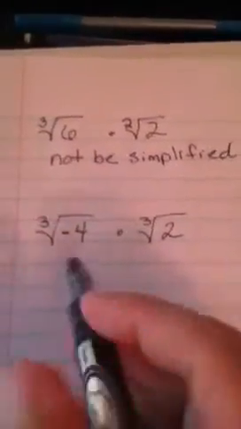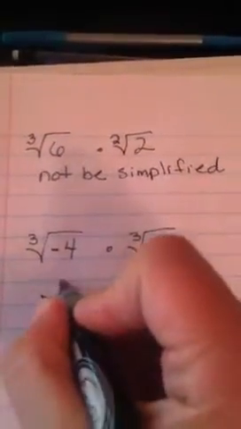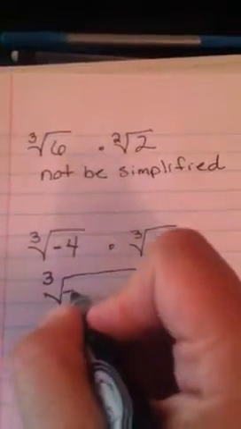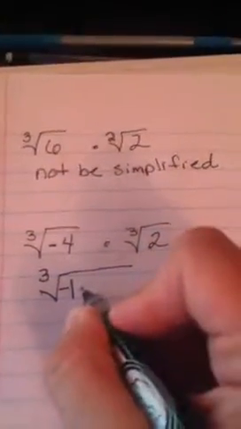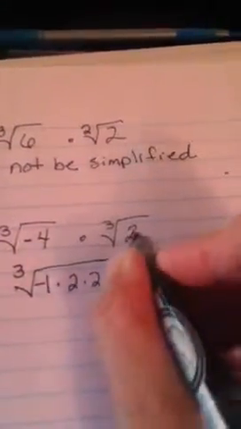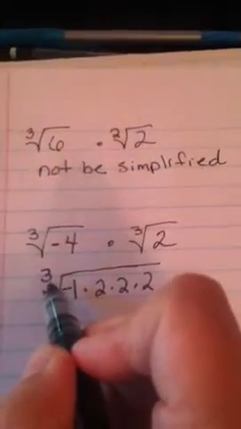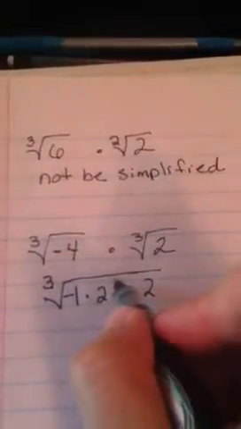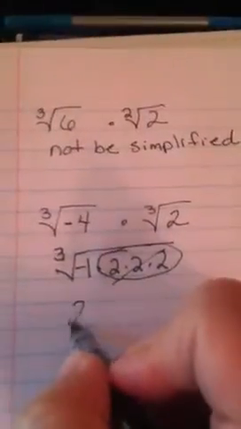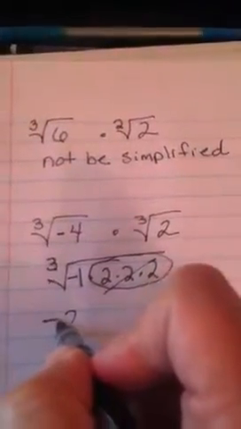Okay, let's move on to this guy. Notice my indexes are the same. So I can put everything underneath, and my negative sign, I'm going to call that a negative 1. And then my 4, I'm going to break down into a 2 times 2, and then I'm going to bring this 2 underneath my radical, and this says you're looking for groups of 3. Well, here's a group of 3, so they're all going to come out as a 2. And then the cube root of negative 1 is a negative.